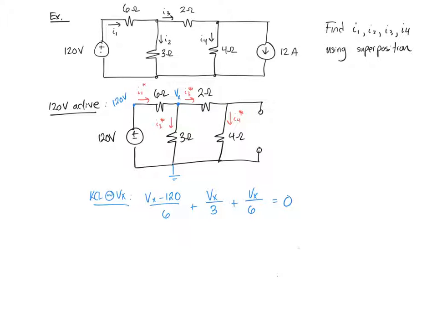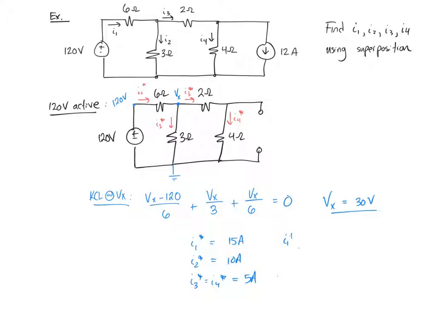So solving this single equation, you get that the voltage Vx is going to be 30 volts. And then finally, noting that we can use that potential to solve for I1, I2, I3, and I4 star, you get the following answer. I1 star is 15 amps.